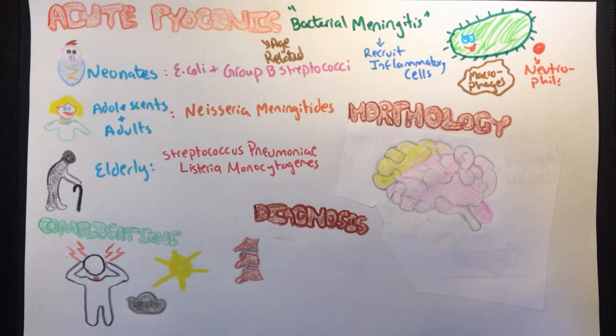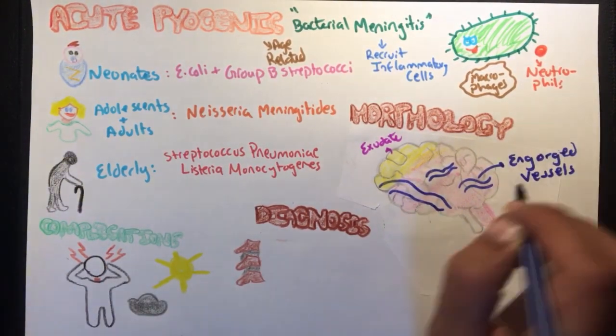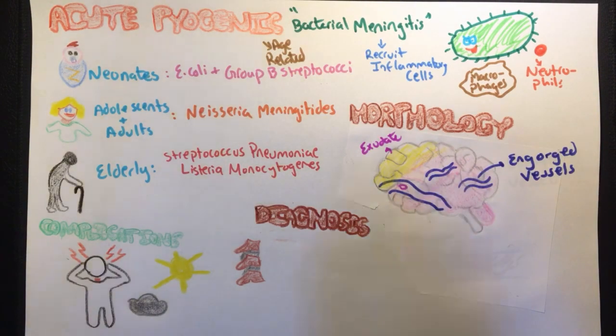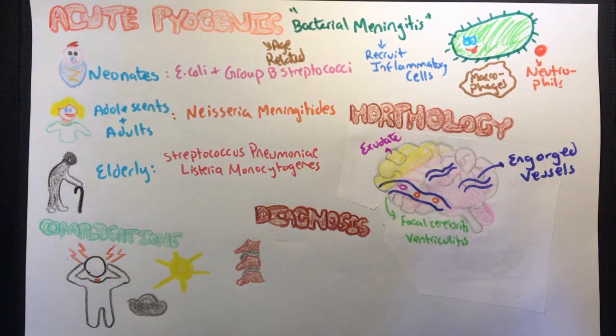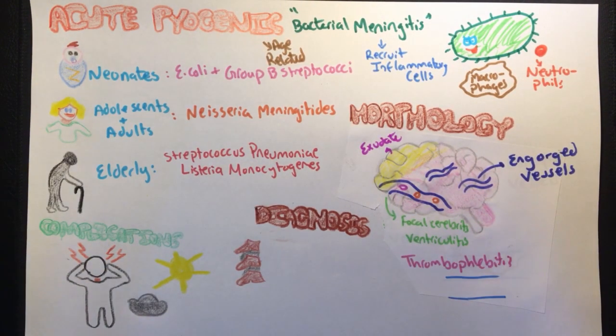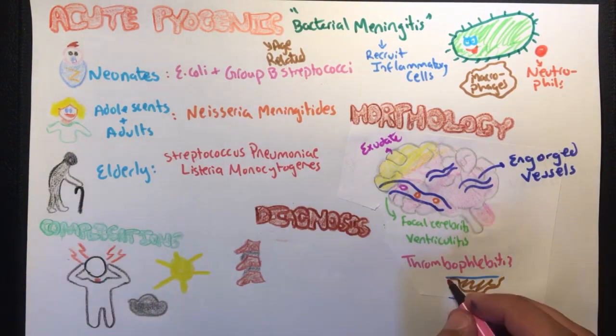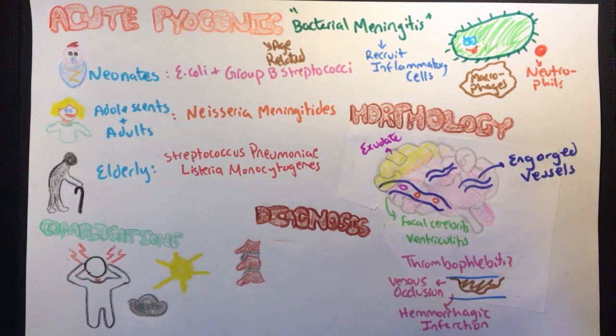Now, what is the morphology of this patient? This patient will have exudate on the surface of the brain in the leptomeninges, as well as engorged meningeal vessels. If the inflammatory cells penetrate the leptomeningeal veins, they can cause focal cerebritis or ventriculitis. Thrombophlebitis may also cause venous occlusion and hemorrhagic infarction.